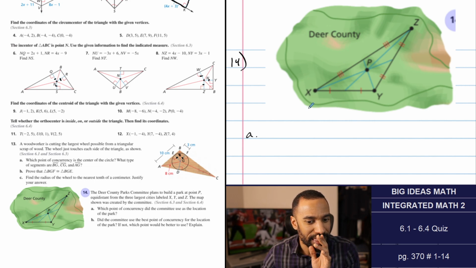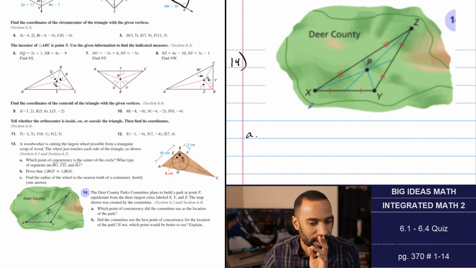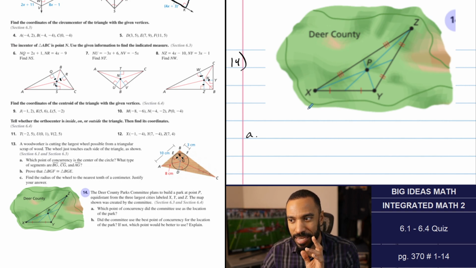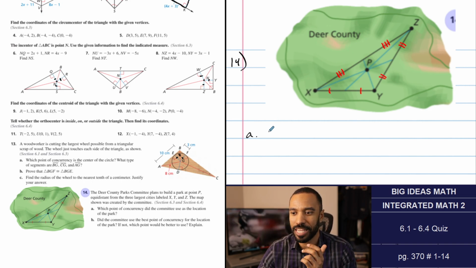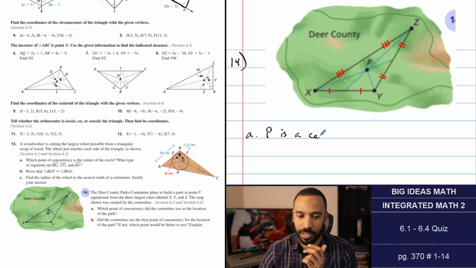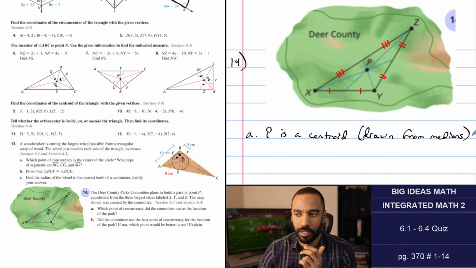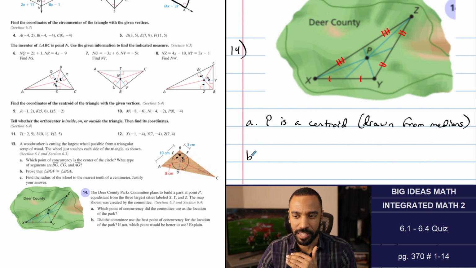Now, which did the committee use as a location in the park? They drew it from medians. Okay, I see. They're saying, which did they use and did they screw up? So they drew medians. I can see congruency here, here, and here, and clearly not right angles, or at least not drawn to be as such. But medians were drawn through them. Therefore, P is a centroid. It's drawn from medians. And just by visual alone, you can tell that that doesn't seem to be equidistant.